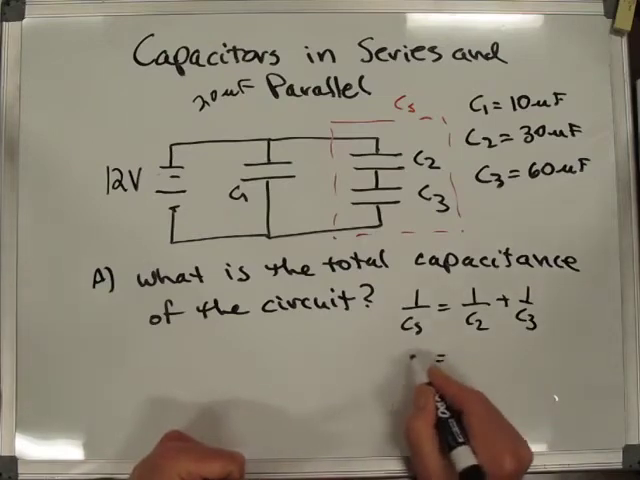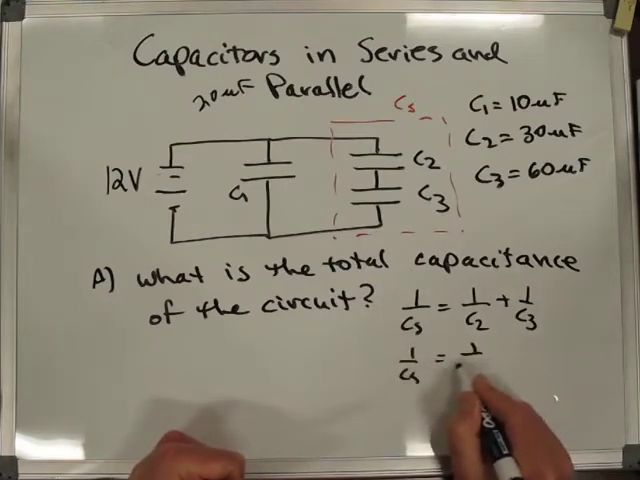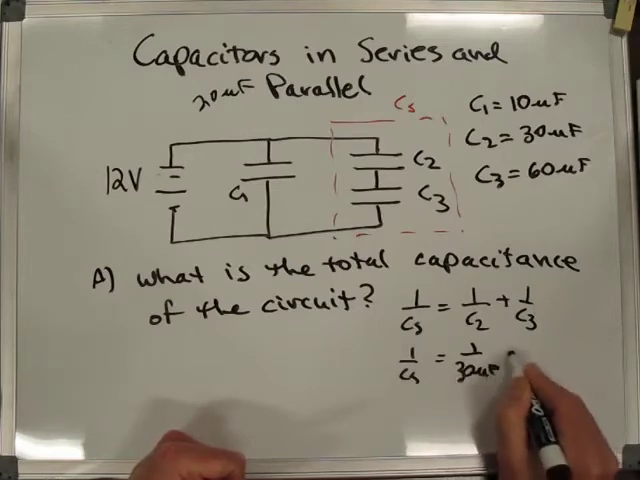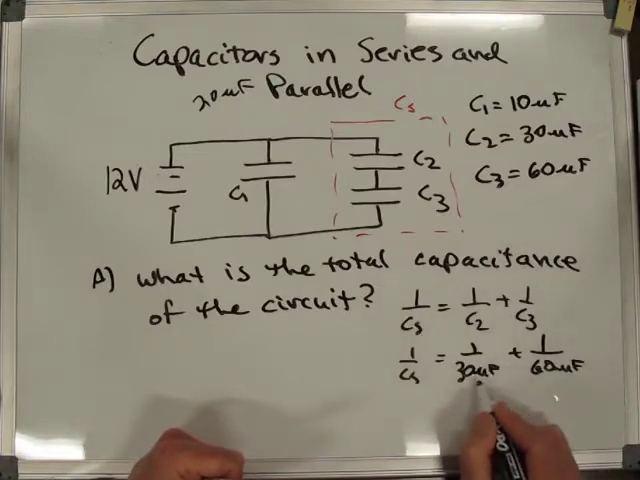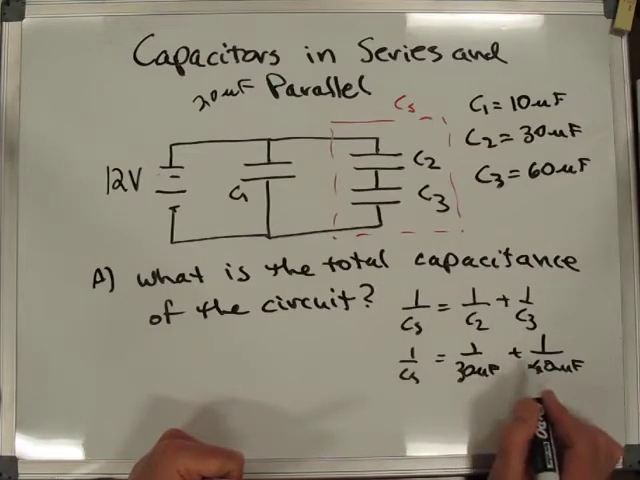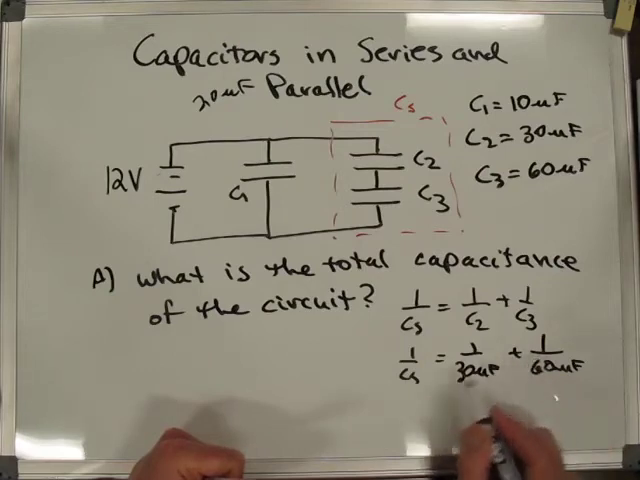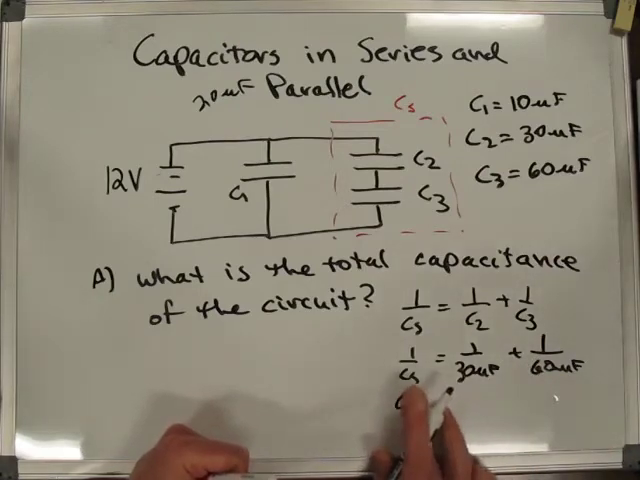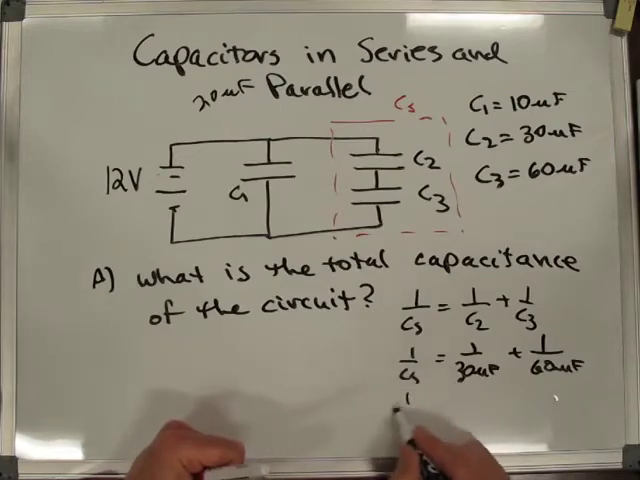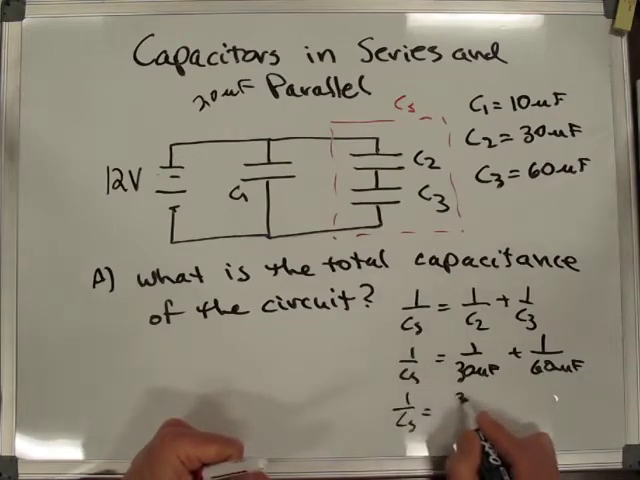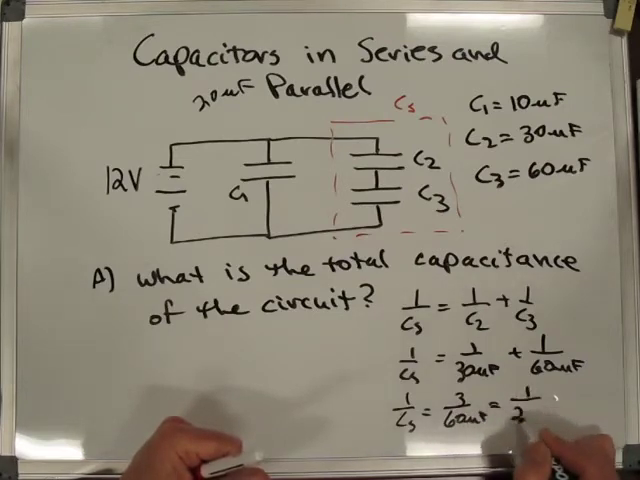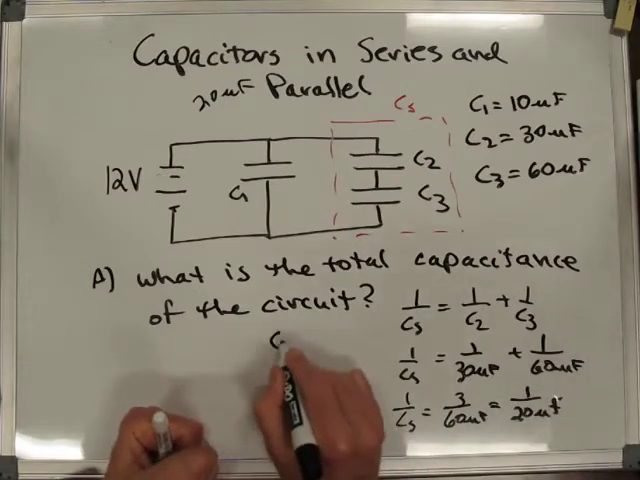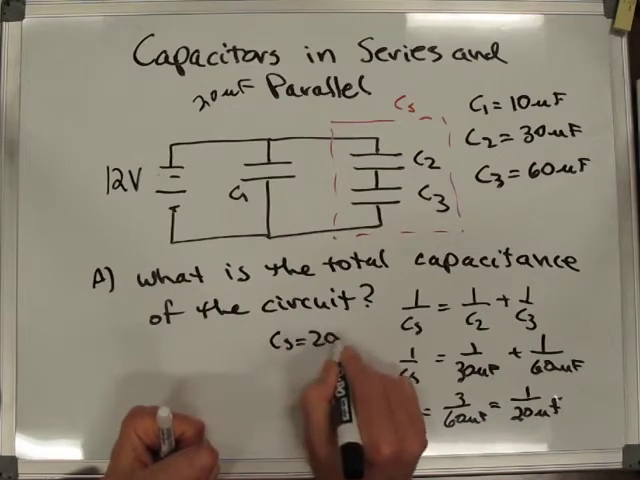And so that says 1 over C series is equal to 1 over 30 microfarads plus 1 over 60 microfarads. Well, 1 over 30 microfarads is the same thing as 2 over 60, so for the common denominator, if I add those together, I get 3 over 60. And so 1 over C series is equal to 3 over 60 microfarads, which is 1 over 20 microfarads. And so C series is equal to 20 microfarads.